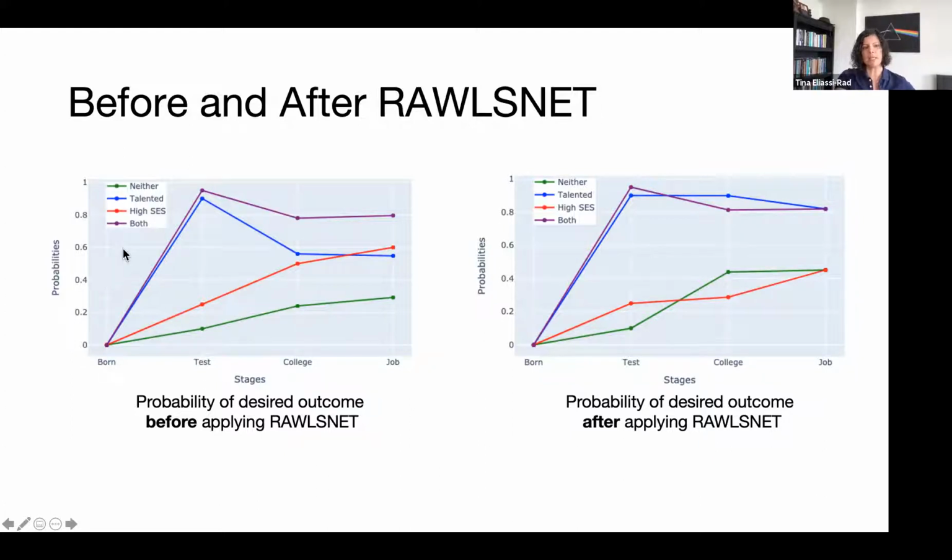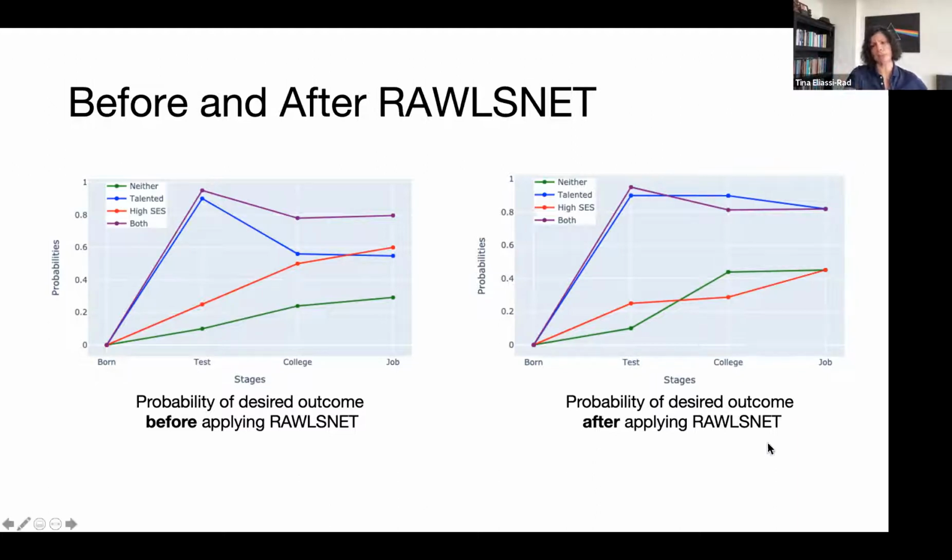Here's the probability of doing well on the test, getting into college, getting a job, etc. And normally, as we know in our society, if you have both high socioeconomic status and talent, the probability of you getting a job is much higher. But there are discrepancies: you may have a lot of talent but not come from a high socioeconomic status, and so the probability of you getting a job would be lower than somebody who has high socioeconomic status.